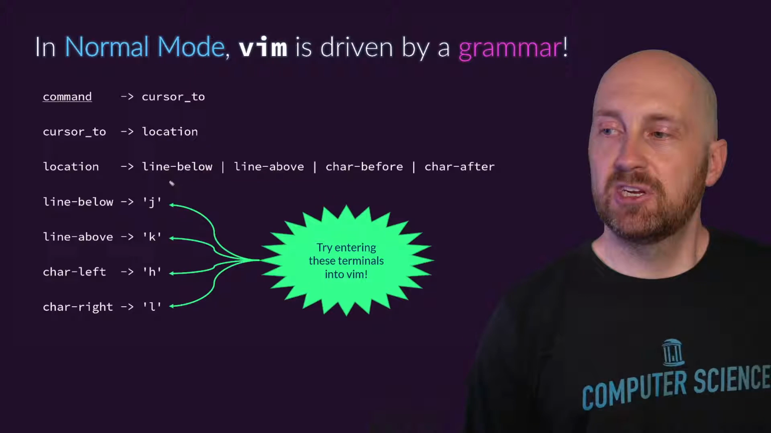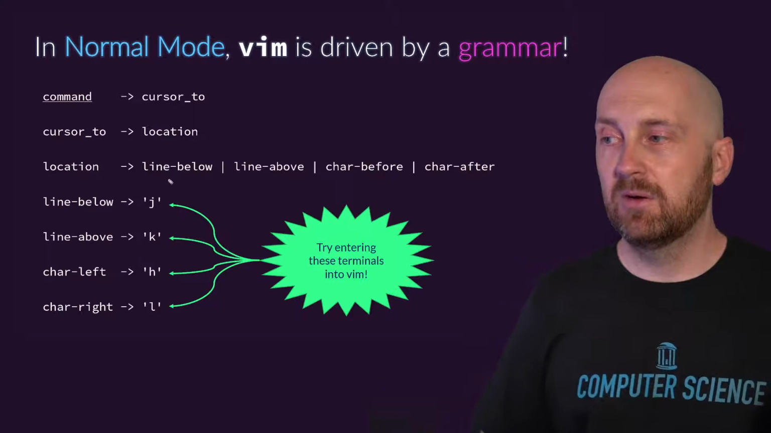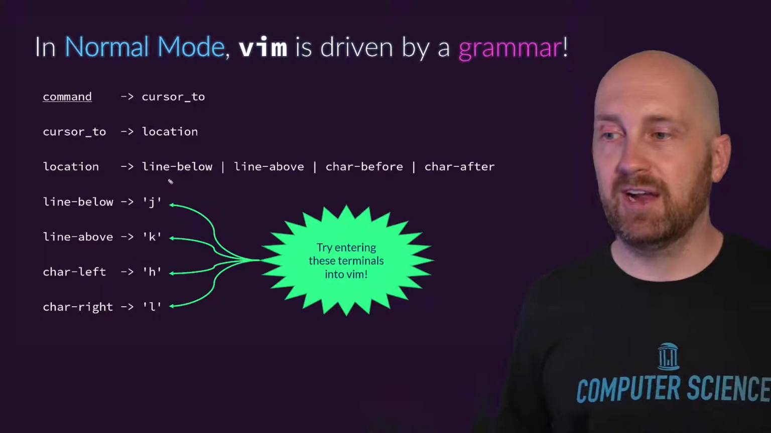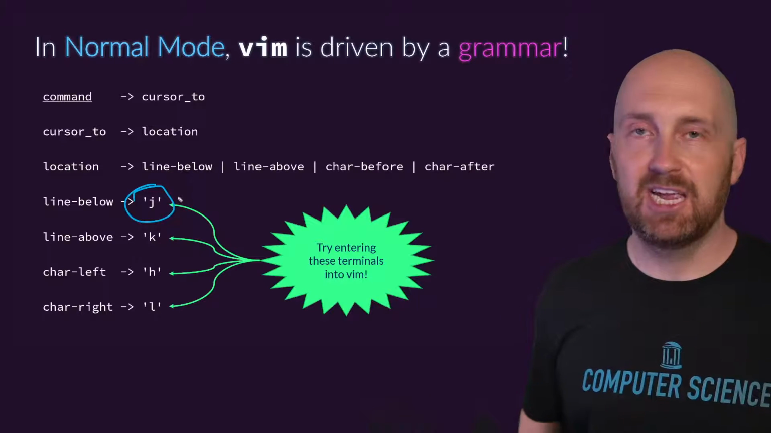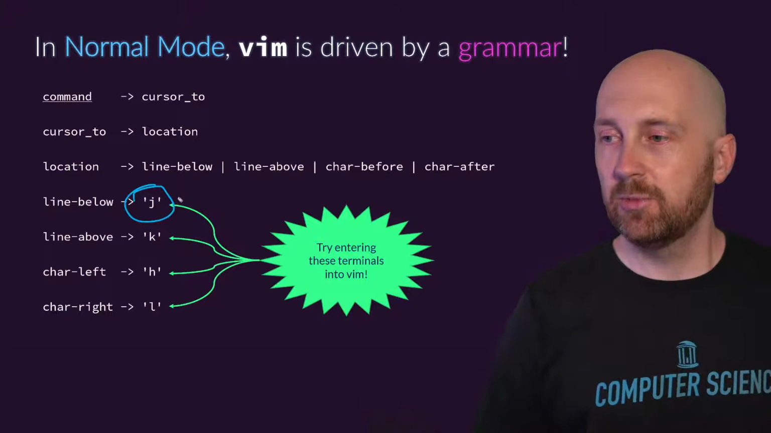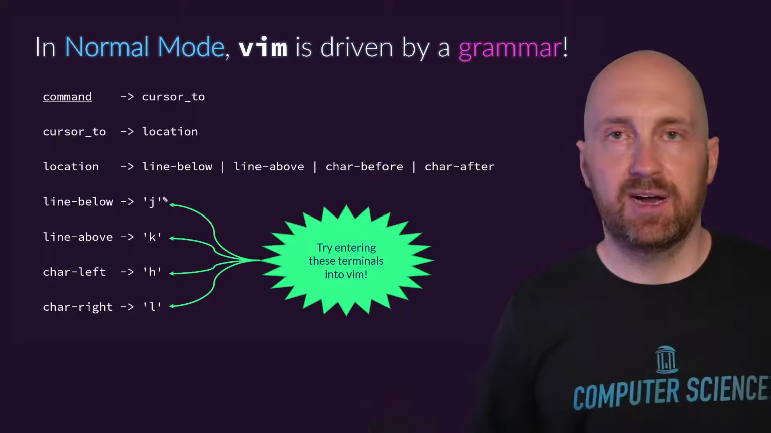And we can see that a location is any of currently line below or line after or character before or character after. And the terminals for those are J, K, H, and L. So the keys that are right along your home row, which you've already gotten some practice moving around.